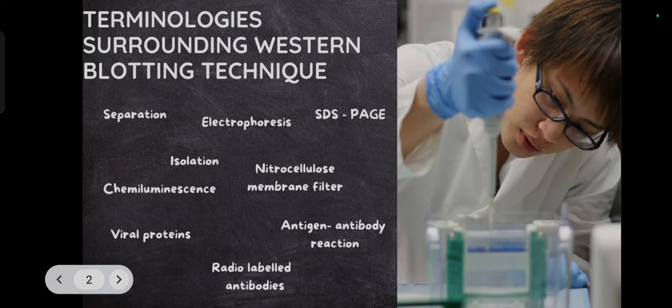Here are a few terminologies which surround the topic of Western blotting, such as separation, isolation, SDS-PAGE, electrophoresis, nitrocellulose membrane filter, antigen-antibody reaction, chemiluminescence, radio-labeled antibodies, viral proteins, and so on. This gives us an idea about how the Western blotting technique is performed and what the key components or steps of this bioassay are.